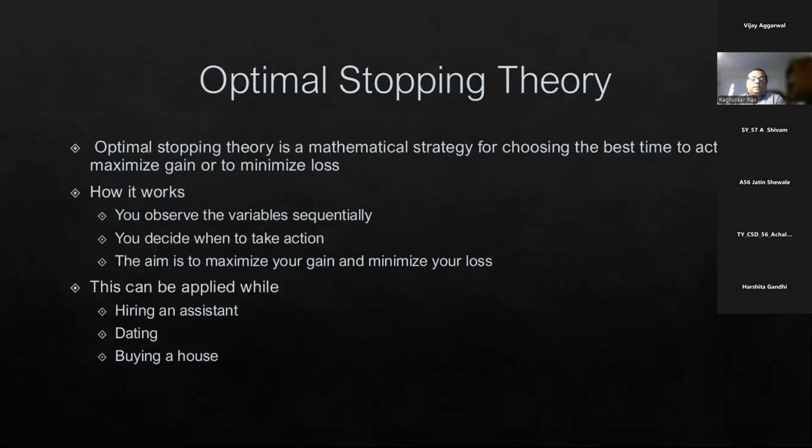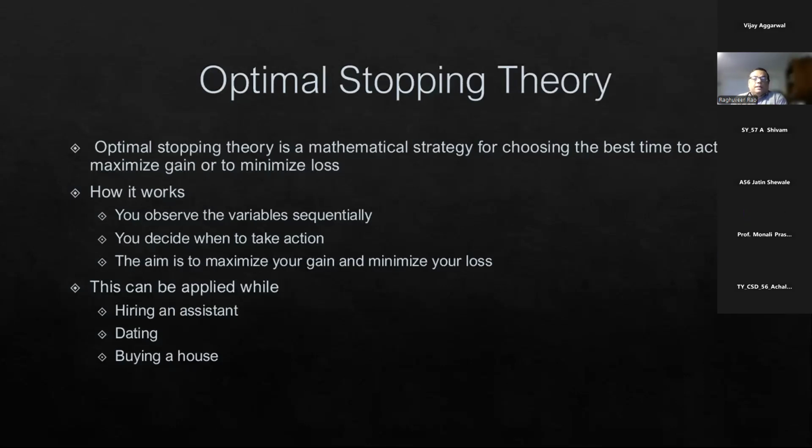When you're looking to figure out what the best candidate looks like, you're going to interview people without hiring them. At one point in time, you'll stop, and then you will say, I know what I can expect from the pool of candidates that I have, and I'm going to interview the rest of them and hire the best one that I get. So you're observing all the variables sequentially, and then you decide at what point you're ready to take an action.